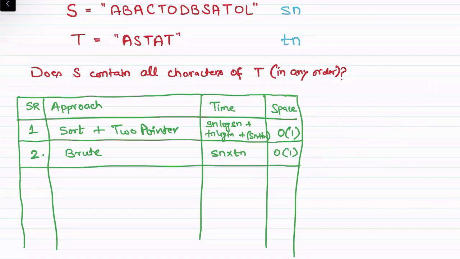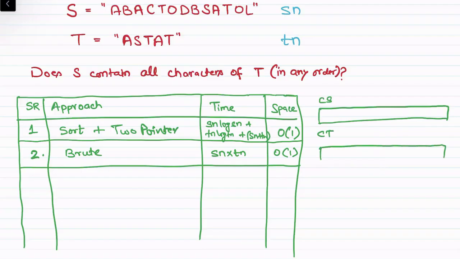What if we take a count array for both the strings? A count array is an array of size 26. So this is the count array for S. Let's also build a count array for T. These are both 26-size arrays. What we do is first loop over the first string, which is S, and build the count array. So in the count array at index 0 for A, we will say A is occurring 3 times.